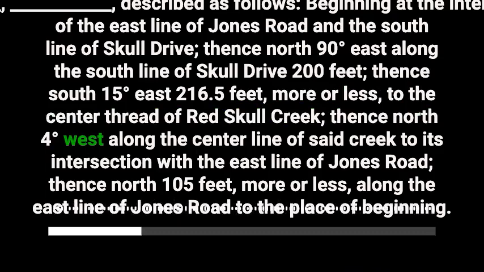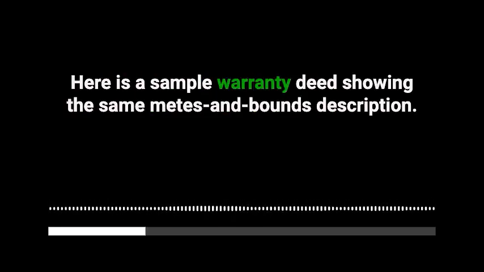Thence north 4 degrees west along the center line of said creek to its intersection with the east line of Jones Road. Thence north 105 feet, more or less, along the east line of Jones Road to the place of beginning. Metes and bounds tract. Here is a sample warranty deed showing the same metes and bounds description.